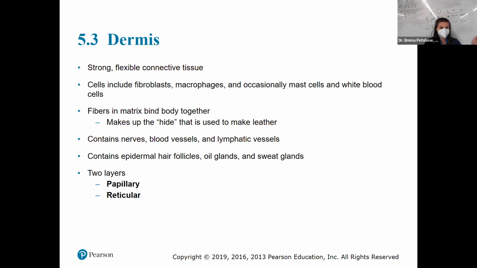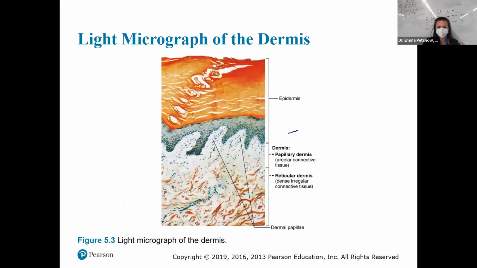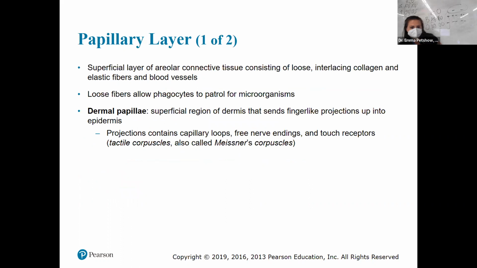And of the dermis, the more active layer, there are 2 layers, a papillary and a reticular layer. So we see here there's a papillary dermis and then a reticular dermis. So we'll look at both of those layers. Our papillary layer of the dermis is the superficial layer, so it's closer to the epidermis. It's going to have areolar connective tissue, which is loose, interlaced collagen. It also contains elastic fibers and blood vessels. The looser areolar connective tissue allows phagocytes to patrol for microorganisms.